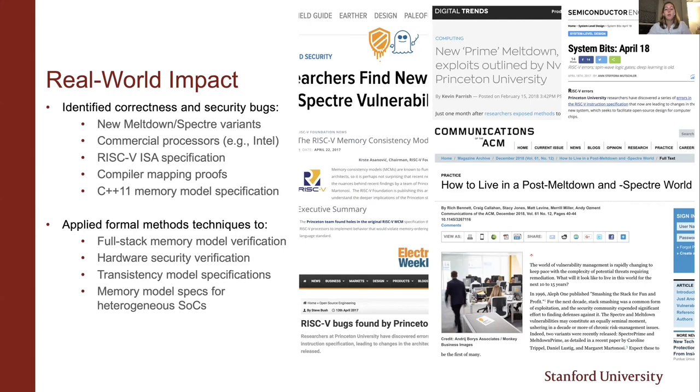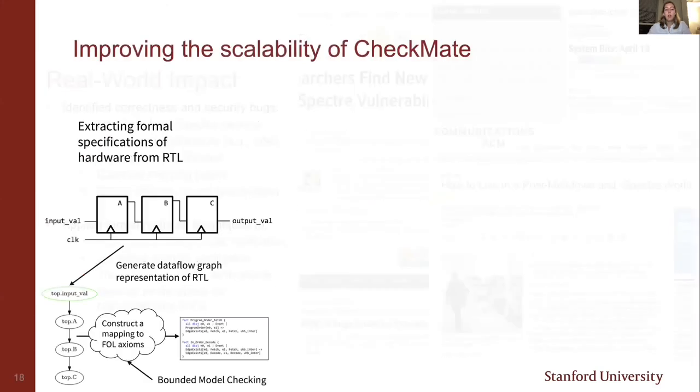More broadly, my work has looked at applying formal methods techniques to various correctness and security problems throughout the hardware-software stack. I want to wrap up with a couple of current research directions that I'm pursuing that build on the work I've discussed so far. The first project involves improving the scalability of CheckMate. CheckMate was able to discover real bugs that affect real processor designs. However, improving its scalability and usability involves 3 main research challenges.